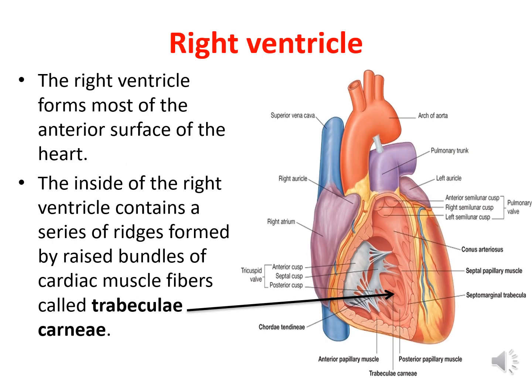Next, coming to the right ventricle. The right ventricle forms most of the anterior surface of the heart. The inside of the right ventricle contains a series of ridges formed by raised bundles of cardiac muscle fibers, which is called trabeculae carneae. In this picture, the trabeculae carneae is pointed by the black arrow.